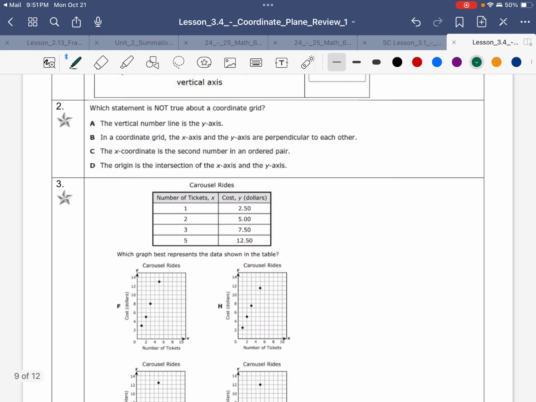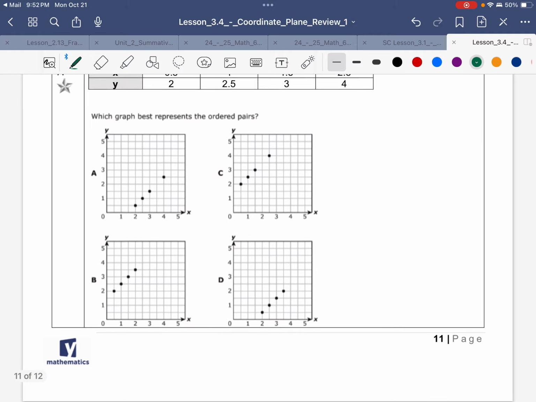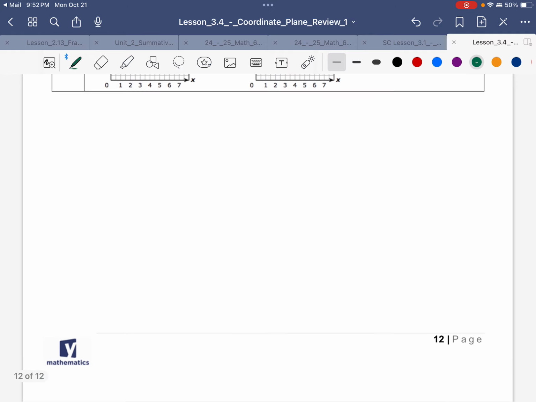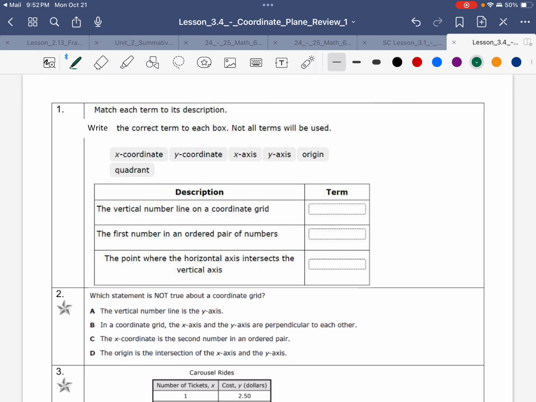Not many questions. We got 3, 5, 7. Oh, just 8 questions. Let's knock them out. All right, match each term to its description. Write the correct term in each box. Not all terms will be used. So you need to drag 3 terms here, but not all of them will be used.